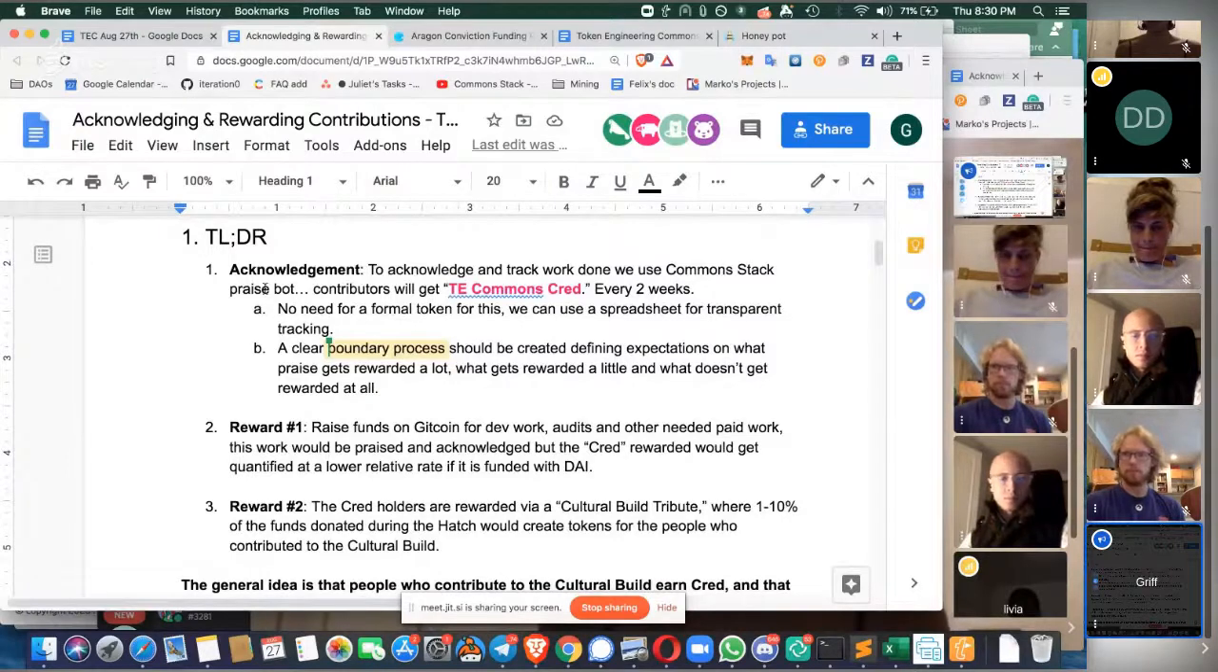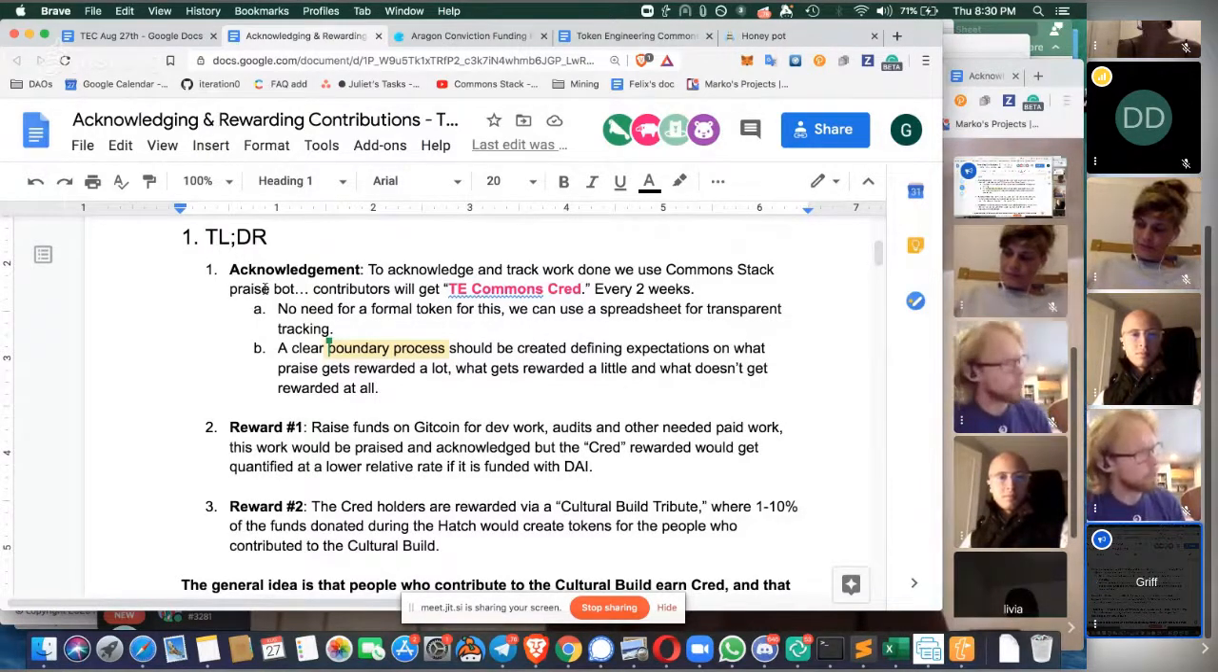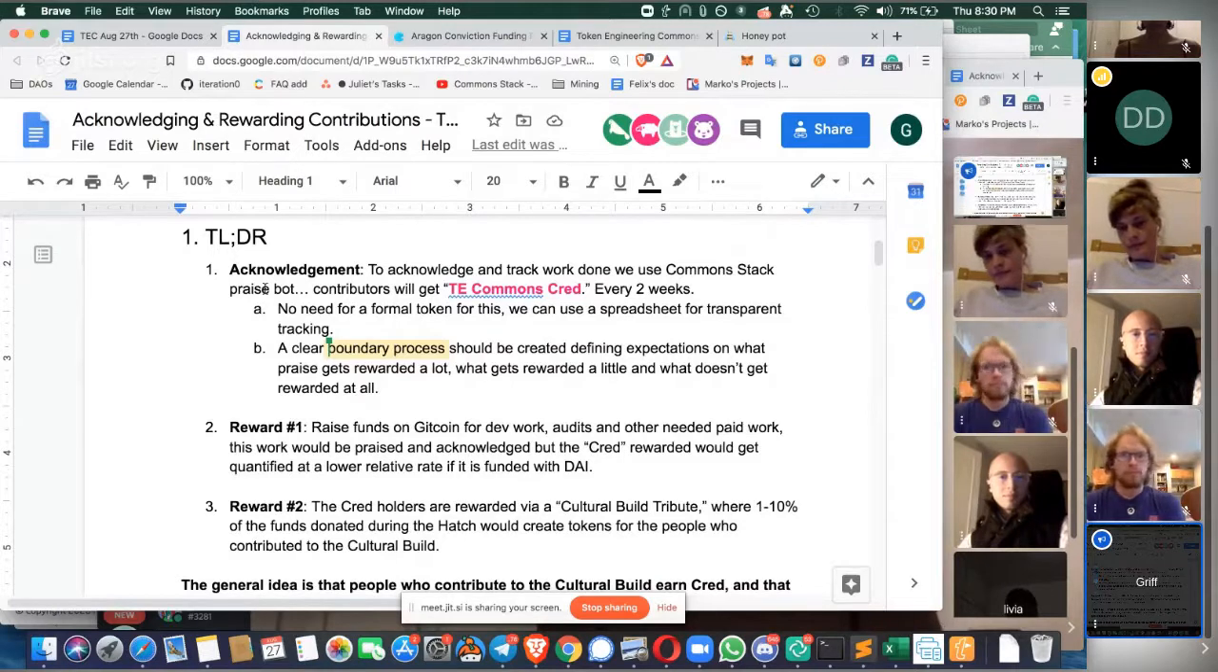So the strategy for acknowledgement is basically what the Common Stack is already doing and has been working well, which is dishing praise. So whenever someone does something well, people who want to be watchers for praise have the power to dish praise and just say, hey, I dish praise to this person for doing this work. It's a very flexible way to account for anything that anybody sees that helped the Token Engineering Commons. And we don't need to do a token or anything like that. We'll just dish praise and it will be recorded by a bot in a spreadsheet.